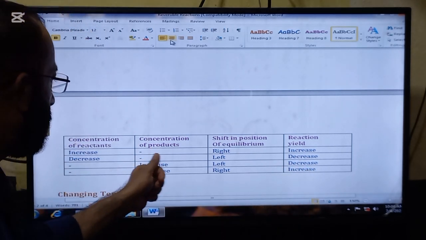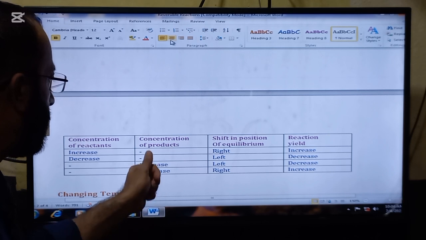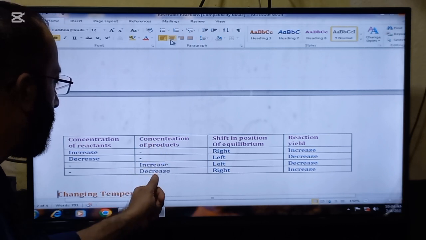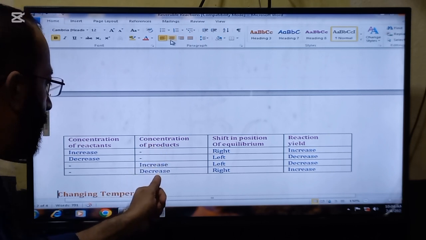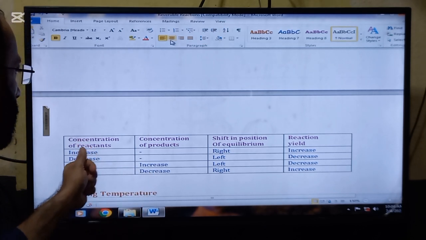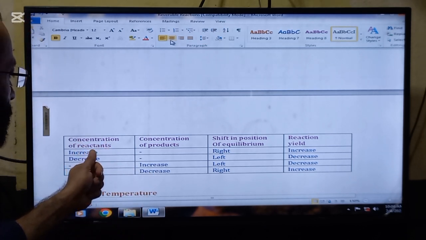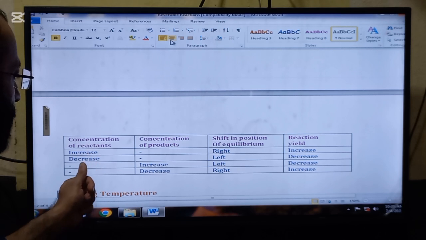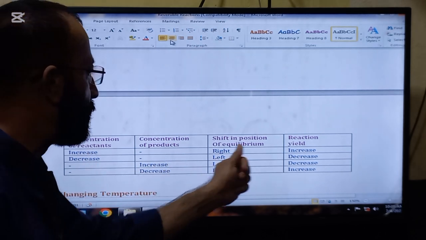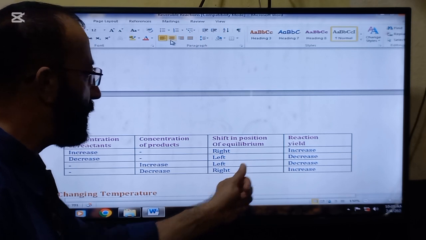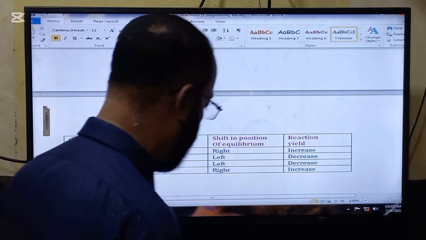And if the concentration of the product is decreased, in other words, the concentration of the reactants will be increased. So there will be more particles of the reactants. They will collide more, and effective collisions will be more. So the position of the equilibrium will shift towards the right, and the reaction yield will increase.